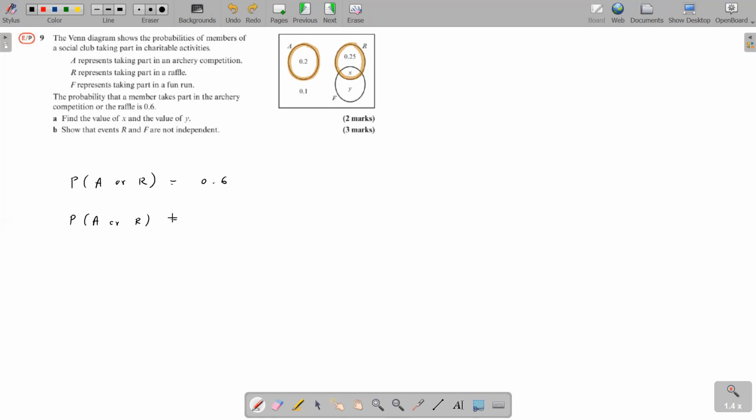The rule of mutually exclusive events: probability of A or R is equal to probability of A plus probability of R. They have given A or R, the answer is 0.6. Can you see? I just use this value here. Probability of A, we can very clearly see, is 0.2, plus probability of R. R is this circle, so it's 0.25 plus X.